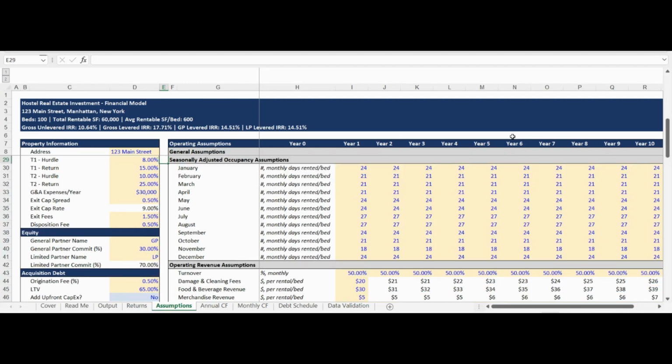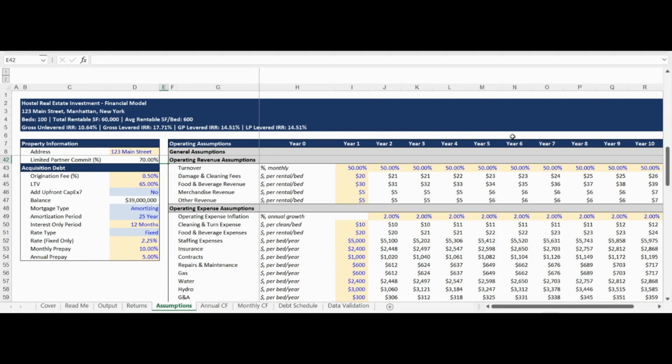In line with the rental revenue assumptions, occupancy is also impacted by seasonality and therefore needs to follow a seasonally adjusted monthly methodology to provide an accurate pro forma forecast. To account for occupancy seasonality, the number of occupied rental nights per bed are entered by month into the model.